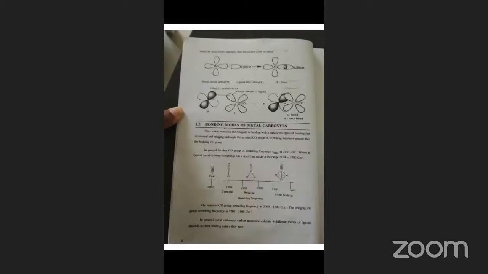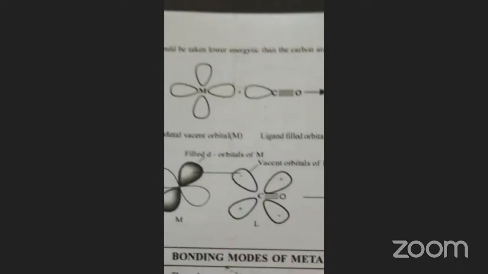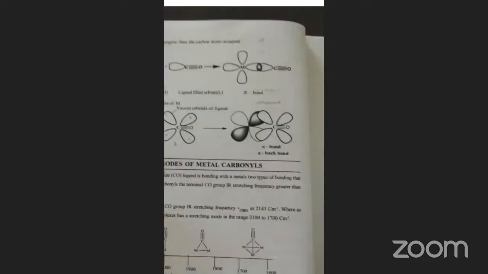So here, look at this. This is regarding the metal atom's d orbital electrons, and this is about the carbon monoxide. Then a bond takes place. This type of bond is called a sigma bond. If the metal's vacant orbital is bonded with the ligand's empty orbital, then it produces a pi bond. It is called back bonding.